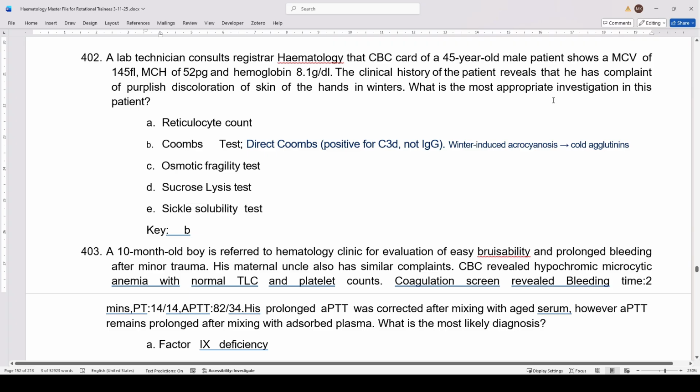In this case, what is the appropriate investigation? If we see this type of hemoglobin, and MCV, MCH is raised, and clinically when we ask the patient, he will say that he has a winter induced acrocyanosis. So what will we investigate? We just think of it as an autoimmune hemolytic anemia, cold type, which is called cold agglutinin disease. We will do a Coombs test. The Coombs test will come positive. Okay, it will be positive for C3d and not for IgG.